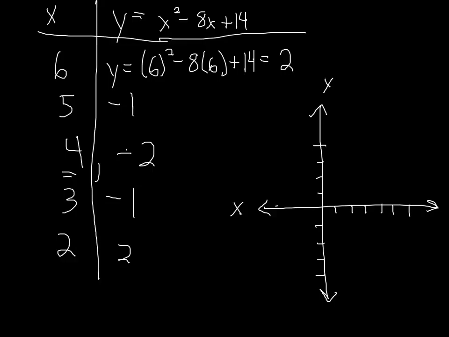And what I want to do first is start at the vertex. So the vertex was the very, very middle point. And that is going to be at the point 4, negative 2. So I go over 4, 1, 2, 3, 4, and I go down negative 2, 1, 2. So I'm going to make a point right here. And this point is what we call the vertex.